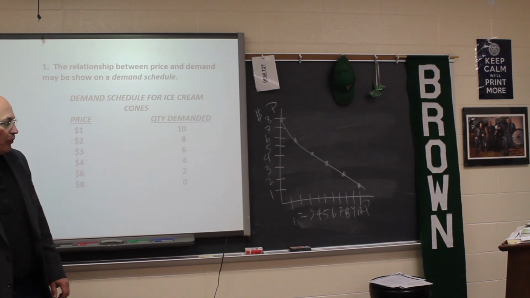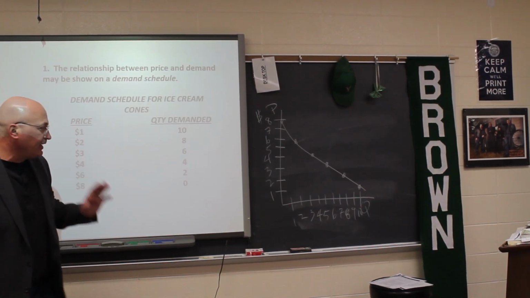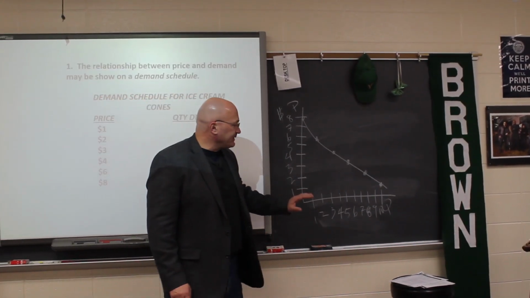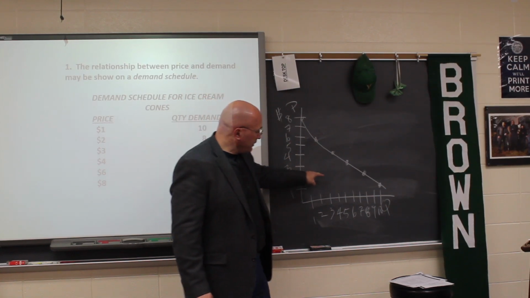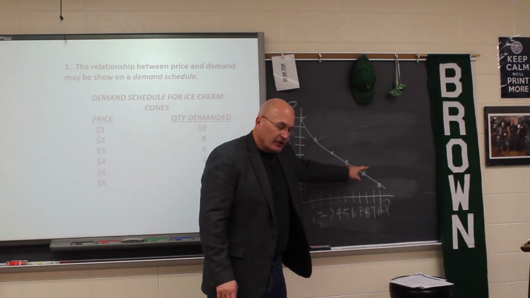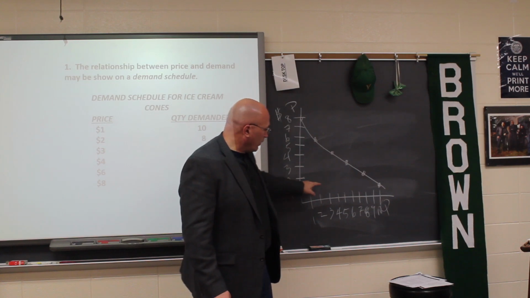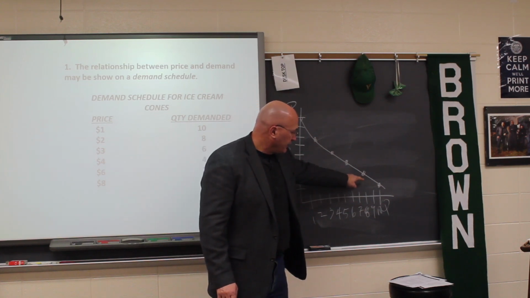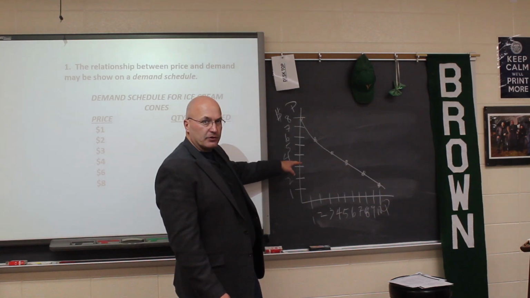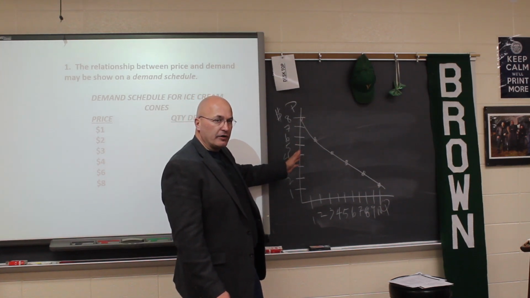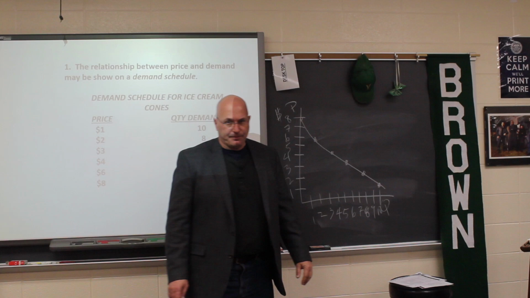Now, why does it slope down and to the right? Because it's telling me a story. What story does it tell me? As price comes down, quantity demanded increases. And as price goes up, quantity demanded decreases. It's telling me the story of the law of demand.